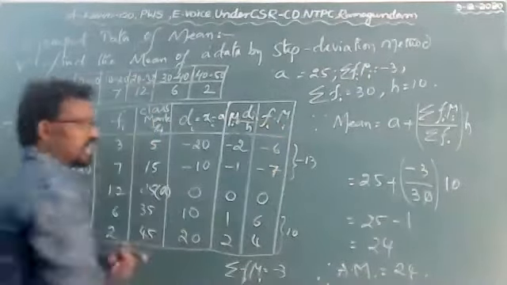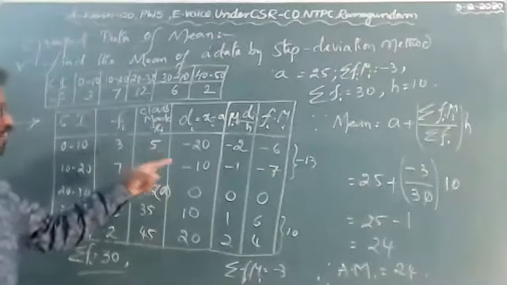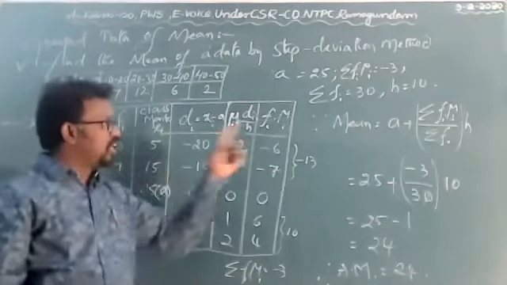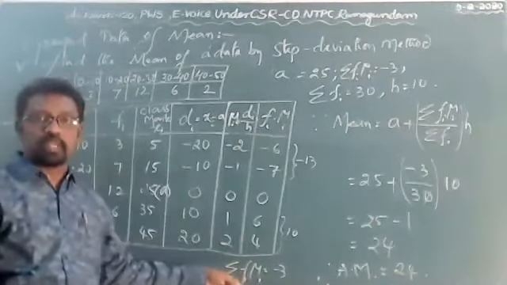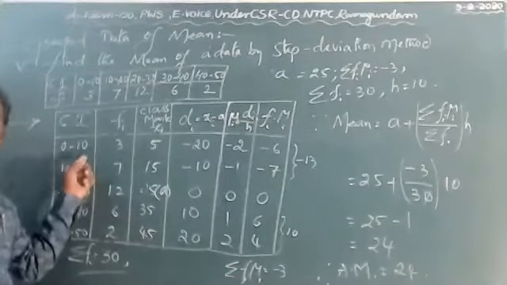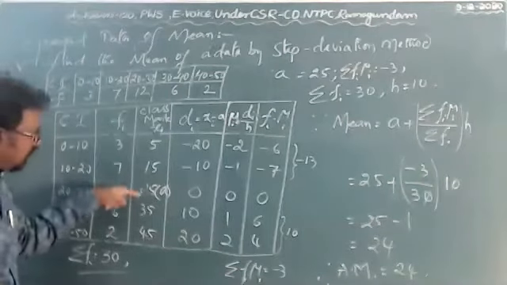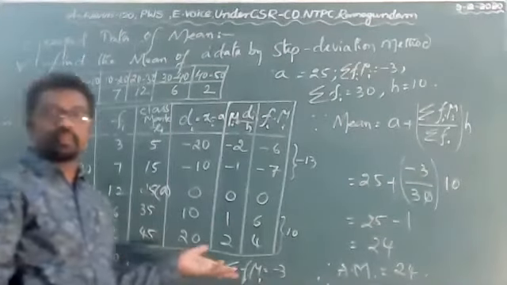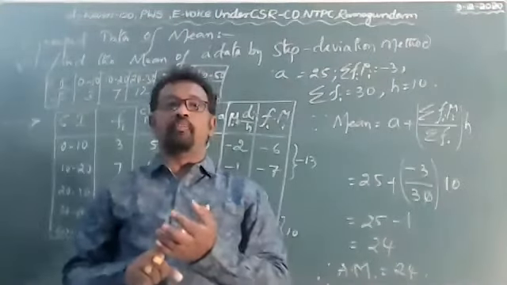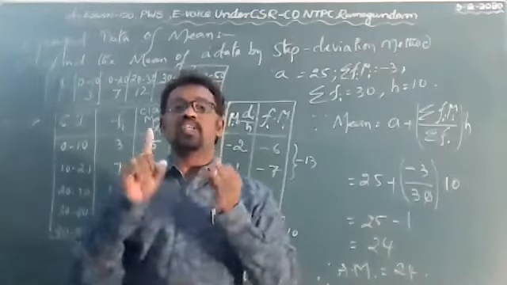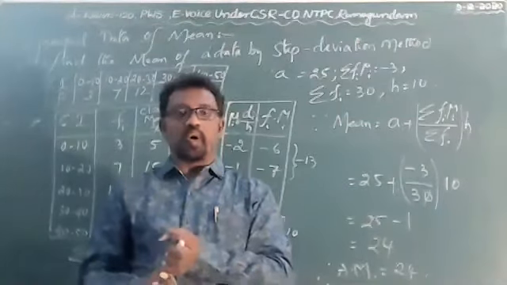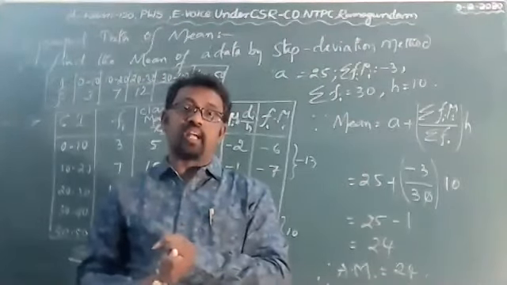Next step, you multiply f into u and add that. Substitute: a is equal to, you got it, f u. Sigma is nothing but summation, and sigma f is this one. H is nothing but the gap of the class interval. And this is called the mean of grouped data, which you have by direct method, assumed method, and step deviation method. Okay, children, it's very easy calculation.